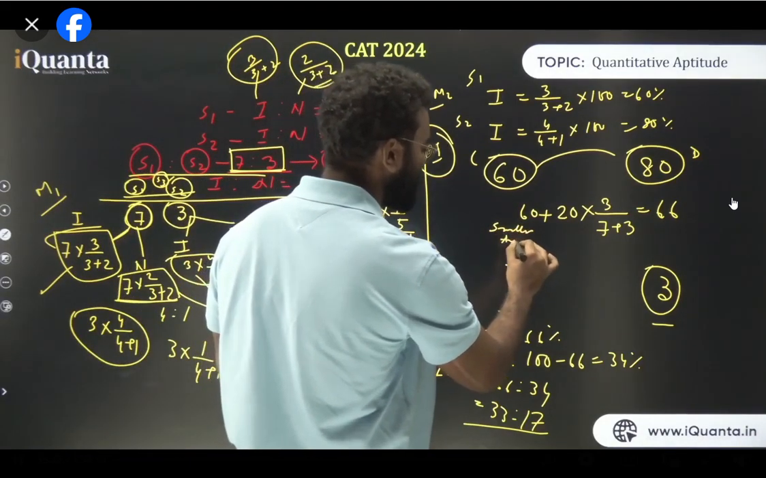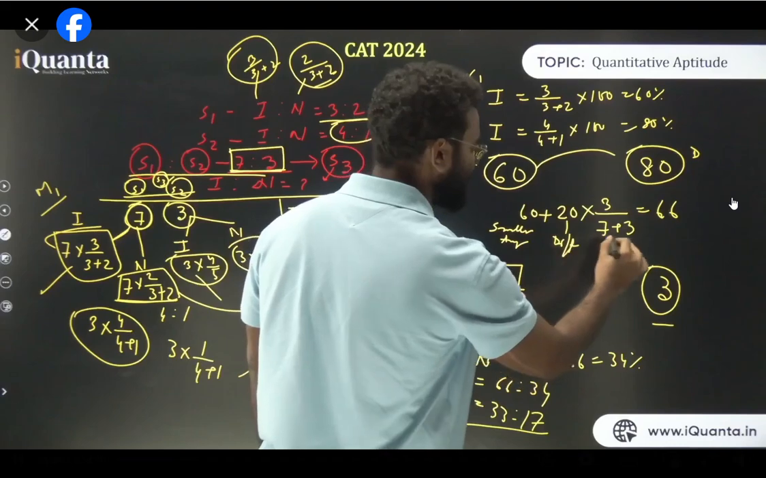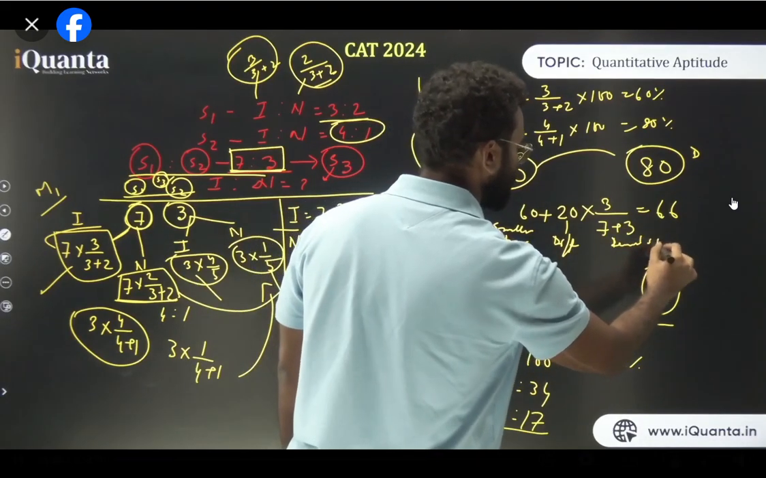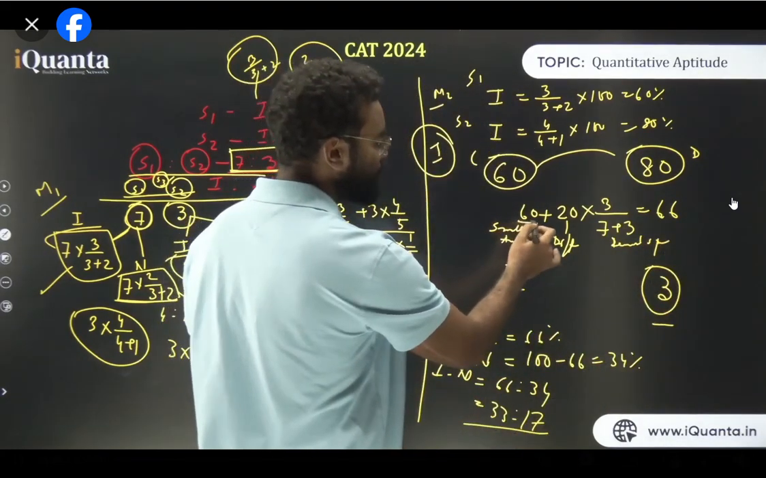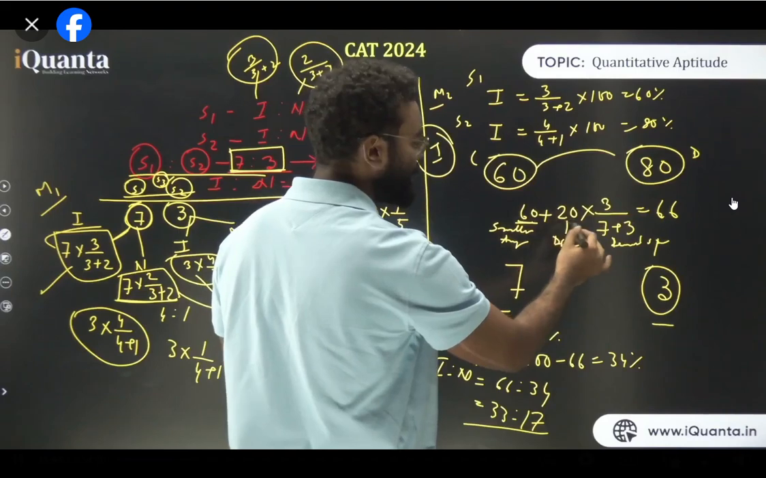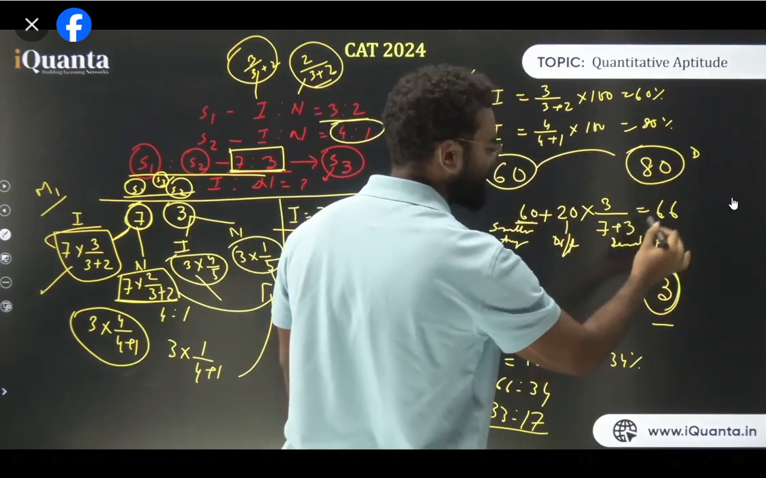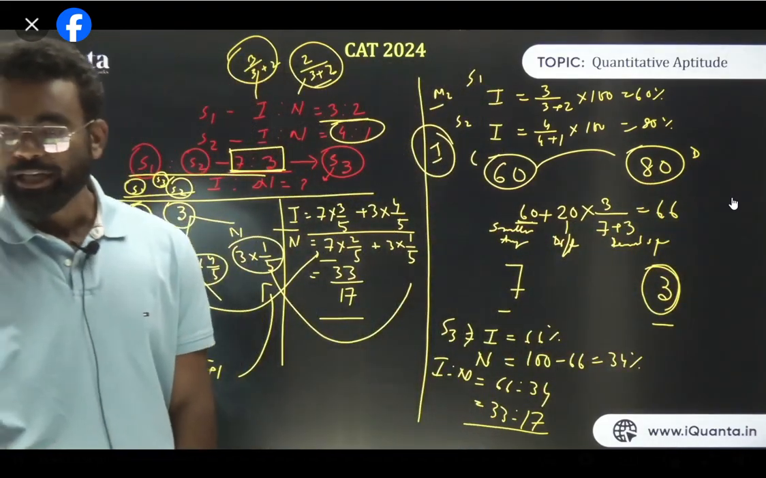Smaller average. This is difference. And this is dearer proportion. This is a shortcut to find this. So smaller average is 60. What is the difference between 60 and 80? That is 20. And what is the proportion of dearer one? That is 3 upon 7 plus 3. So which is 66. That's how I can find 66.